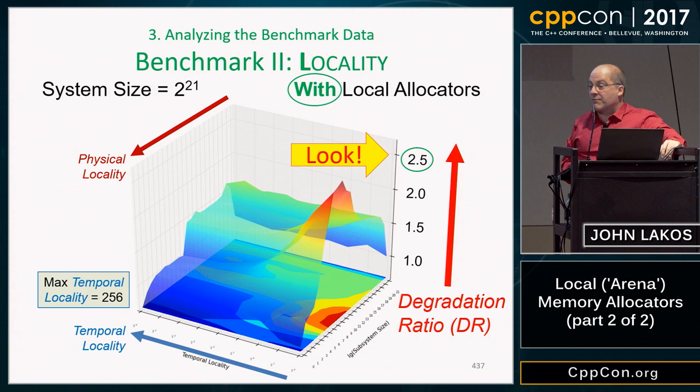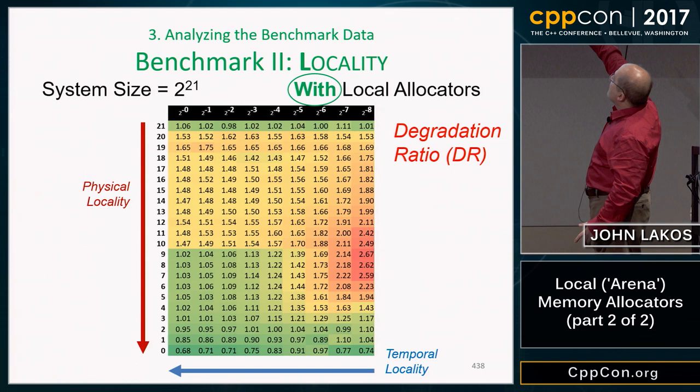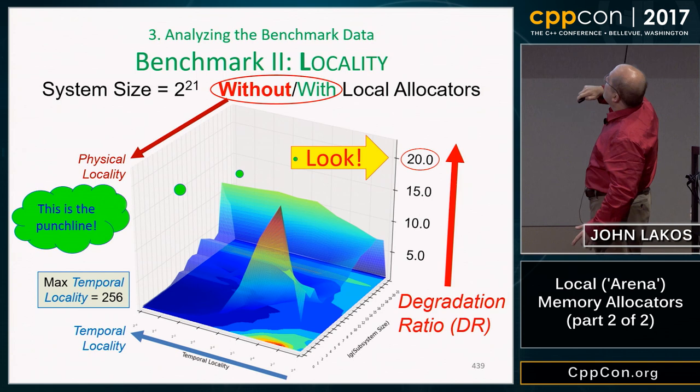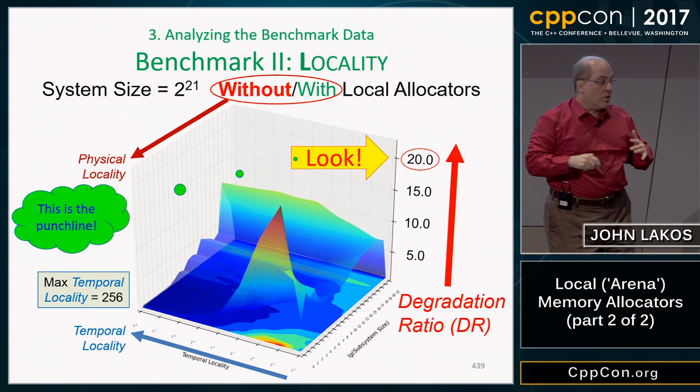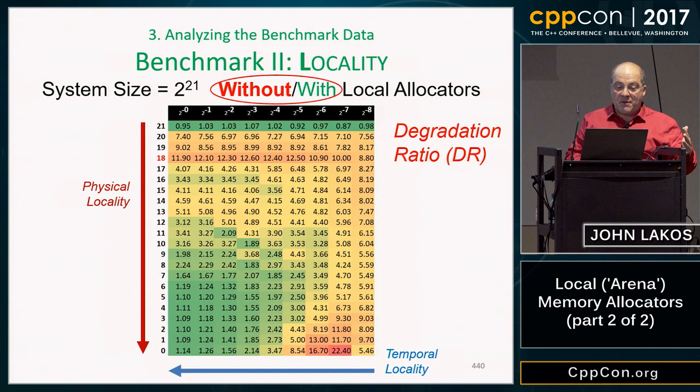So this is with local allocators, and you can see that they do the least good right over here. But everywhere else, this is with local allocators. And the thing we're going to want to look at is the improvement of without to with. That's what we're looking at right now. So this is the ratio of without allocators to with allocators. So we're seeing the benefit, if you will.